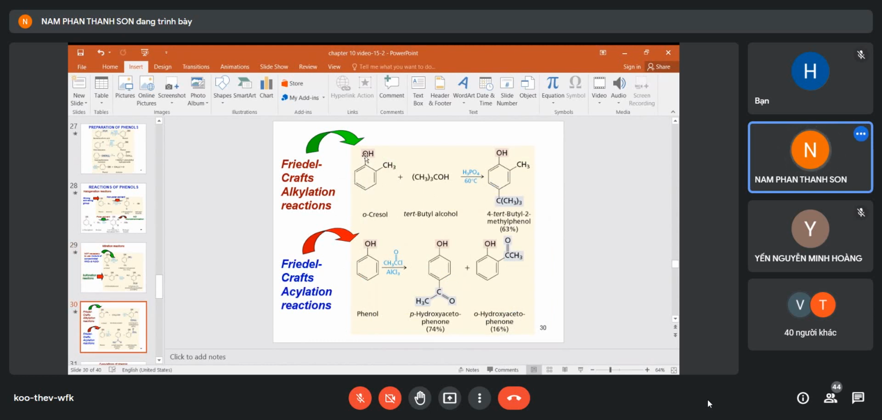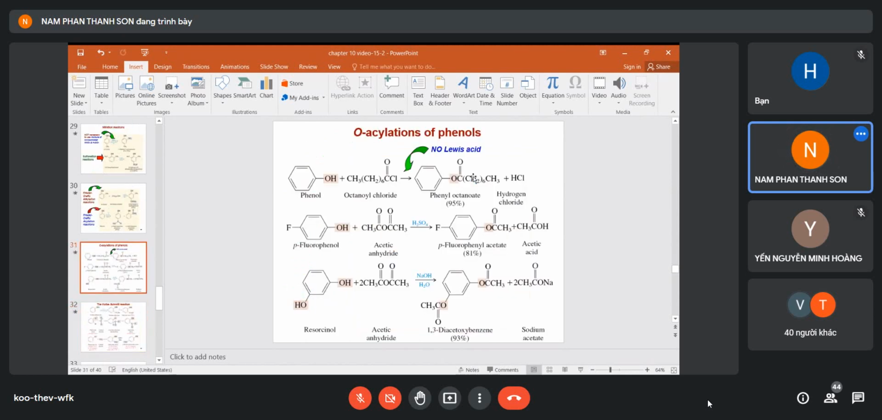The thing is, the oxygen in phenol is negative. It has lone pairs of electrons, and these electrons can kill the Lewis acid catalyst. So for the alkylation reaction, normally people use alcohol and Brønsted acid. People don't use alkyl halide with Lewis acid catalyst. Okay, that is the reaction of the benzene ring. Now the reaction of the OH group.